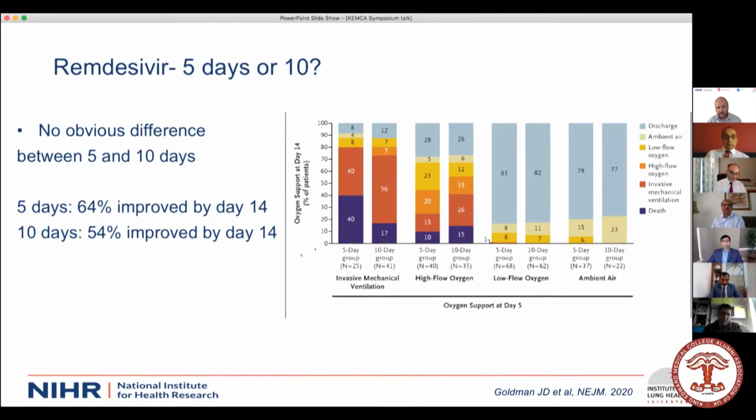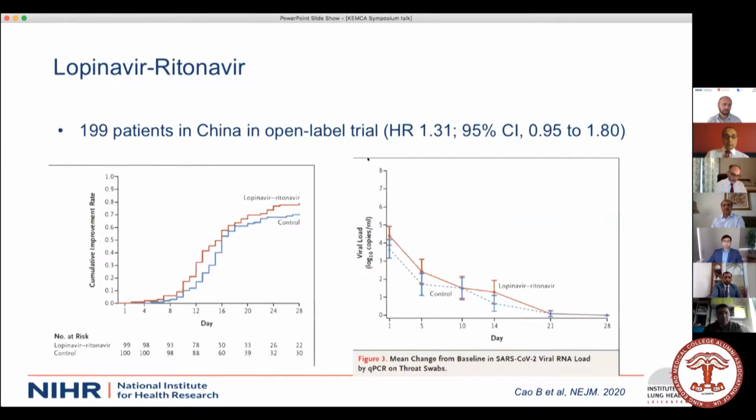So we can see here this on day 1. By day 5, they divided them up here, and by day 14 they looked at them, and the 5-day group didn't seem to get any worse. So it seems to be an early effect that remdesivir has, rather than something that takes a prolonged time.